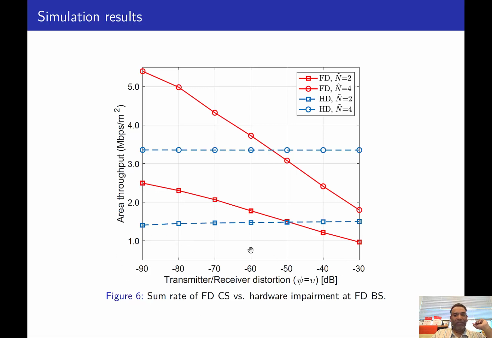So when the hardware impairments are very low, you can see a doubling of spectral efficiency compared to half duplex. When the hardware impairments are high, you can see the full duplex benefit disappearing. The half duplex system is better off. When we have larger hardware impairments, you end up with a larger residual self interference, which is difficult to cancel. Then in this case, the half duplex system is better compared to the full duplex system.